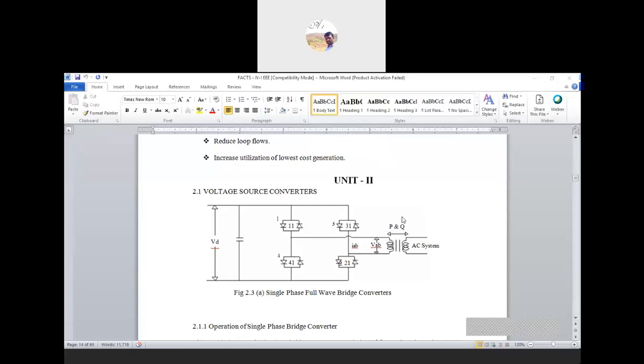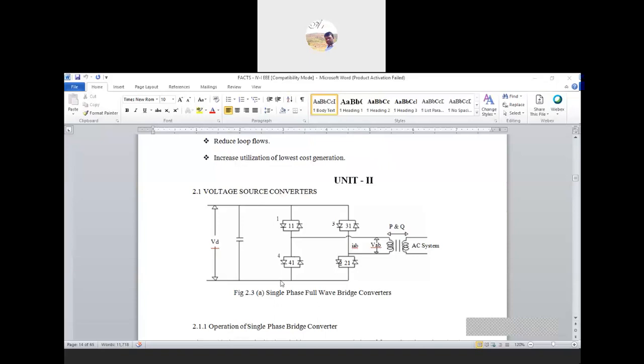We have different types of converters, based on the commutation, based upon the turn off places. These are voltage source converters, in which the DC voltage always has one polarity, and the power reversal takes place through the reversal of the DC link current.